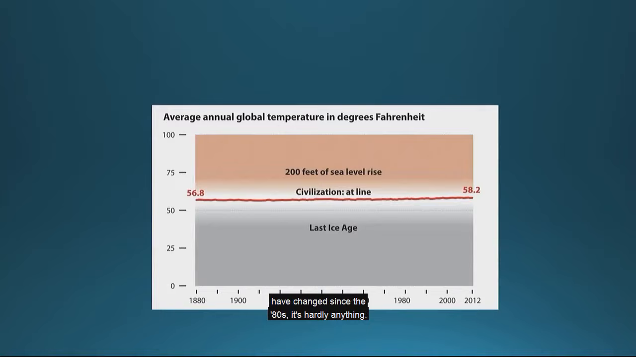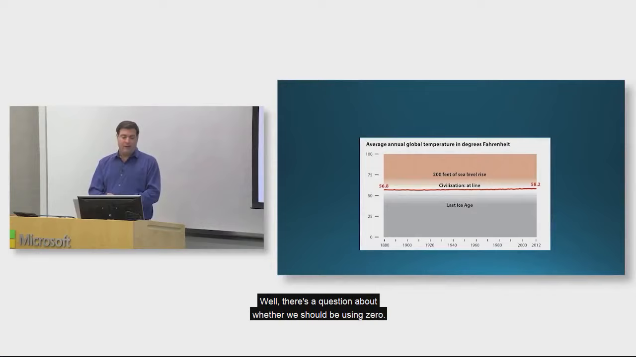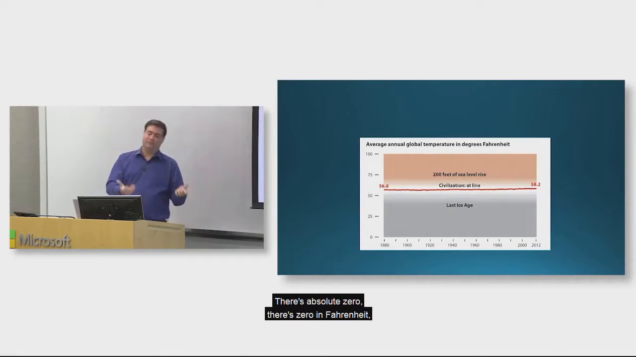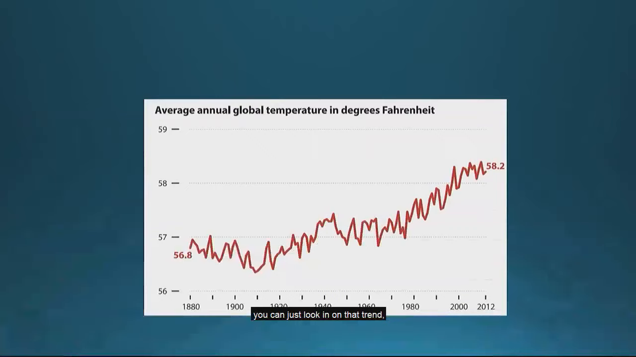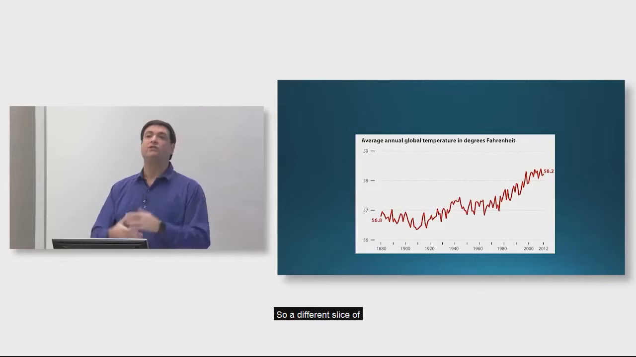You can see that line is almost flat. Well, there's a question about whether we should be using zero, since especially in temperature, zero is kind of arbitrary. There's absolute zero, there's zero in Fahrenheit, zero in Celsius, there's all sorts of other things. If you really want to look at that trend, you can just look in on that trend. You can look at how much it's gone up from the 1920s till now. So again, a different slice of the data emphasizing different things can make a big difference.